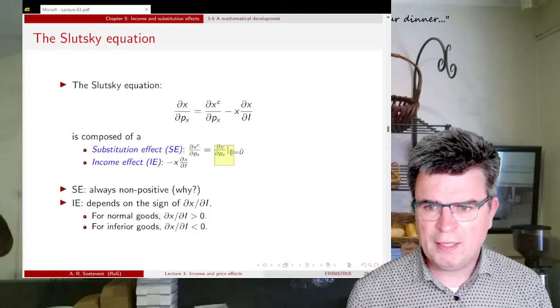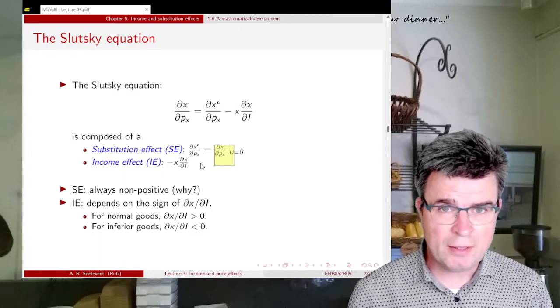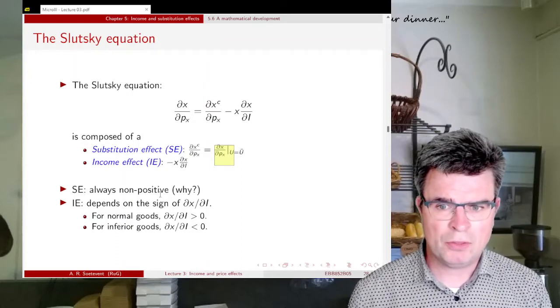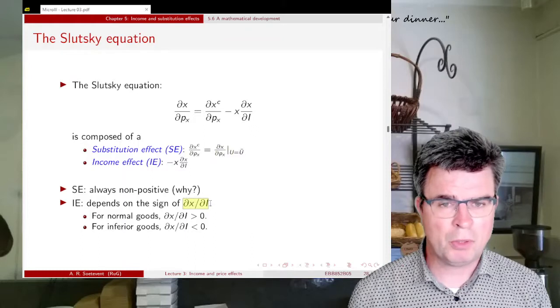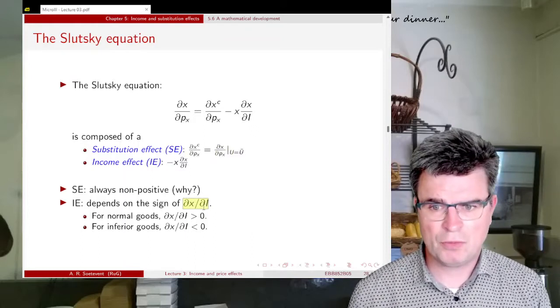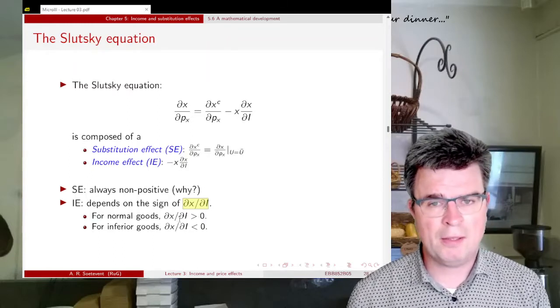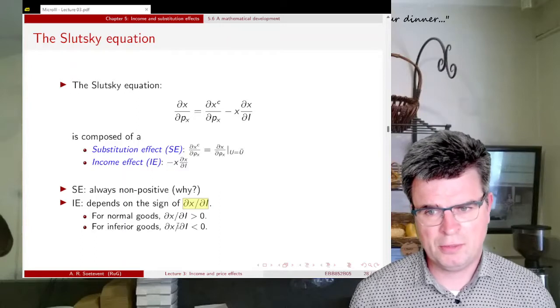So this thing is negative or zero, and the income effect will depend on the sign of the partial derivative of our consumption with respect to income. So for normal goods, it is positive by definition, and for inferior goods, it is negative.